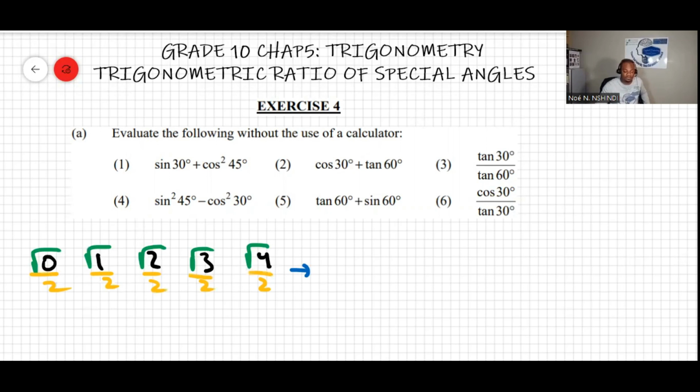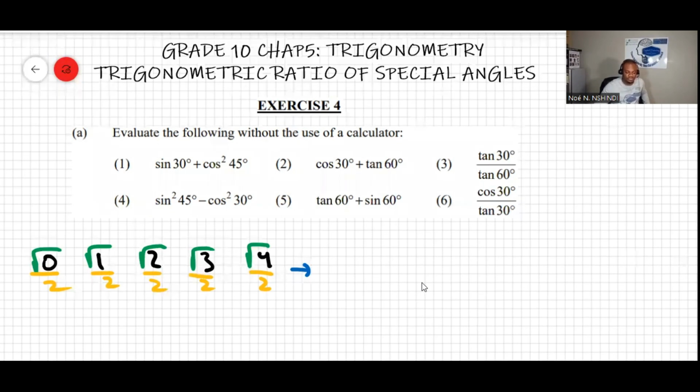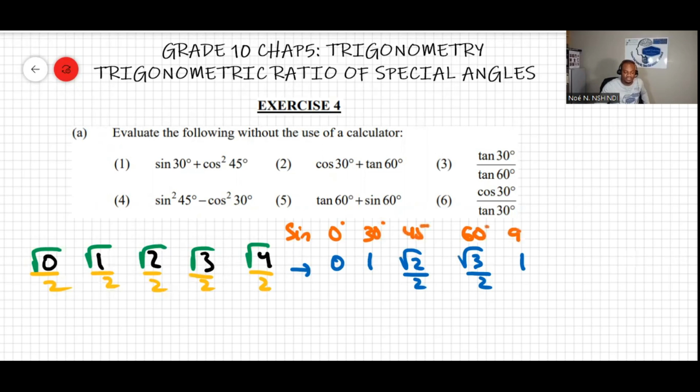useful in order to solve this problem without the help of a calculator, okay? So the special ratio will be 0, 1, root 2 over 2, root 3 over 2, and then that's going to be 1, because root 4 makes 2, 2 over 2 is 1. Now I know that if I want to work out the sine, for instance, it will be like 0 degrees here, 30 degrees, 45, 60 degrees, and 90 degrees.